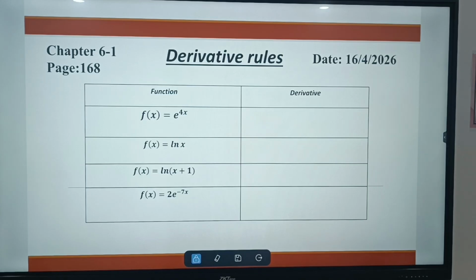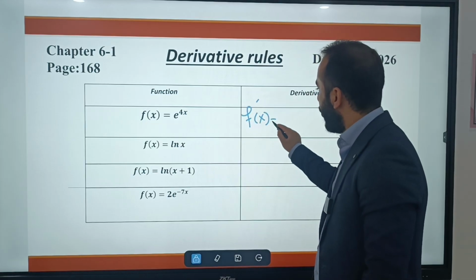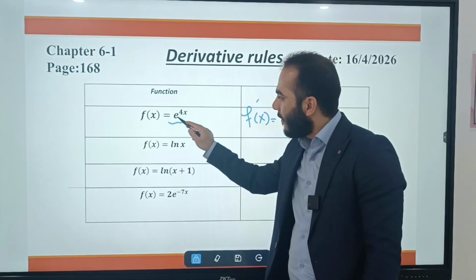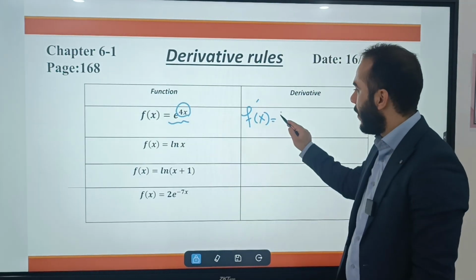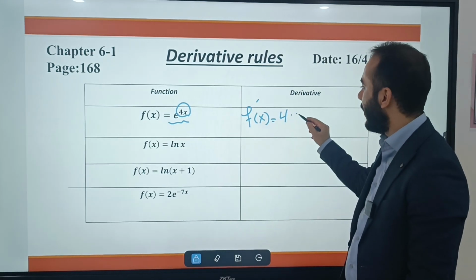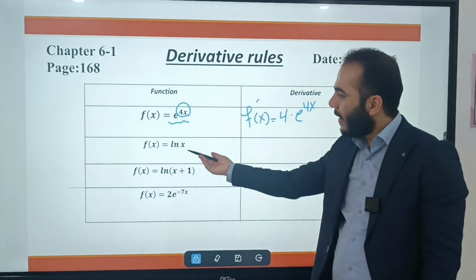I think that's better. Let me just check it, I guess. Okay, e powered by 4x. So f prime of x would be, we said that for natural exponential function, take the derivative of the power. What is the derivative of 4x? 4 times the same function that we have of e powered by 4x. Khalas.